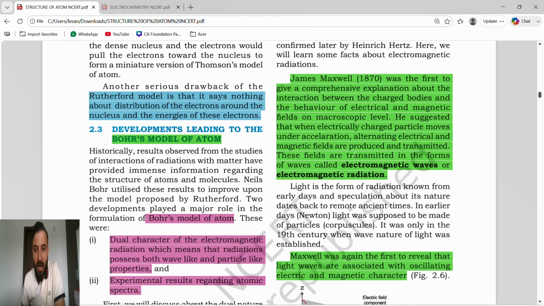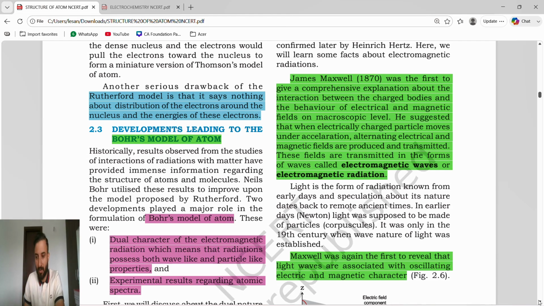So these fields, this electrical field or magnetic field, are transmitted in the form of waves called electromagnetic waves or electromagnetic radiation, because waves are nothing but radiation. Radiation will flow in the form of waves, so electromagnetic waves or electromagnetic radiation, because here we are using both electrical field and magnetic field, so it's called electromagnetic.